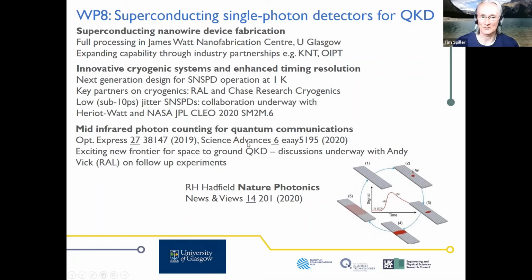So there may be interesting applications for long-distance free space quantum communications in the mid-infrared rather than just telecom infrared or visible. So that's superconducting detectors. We're going to be pursuing those.